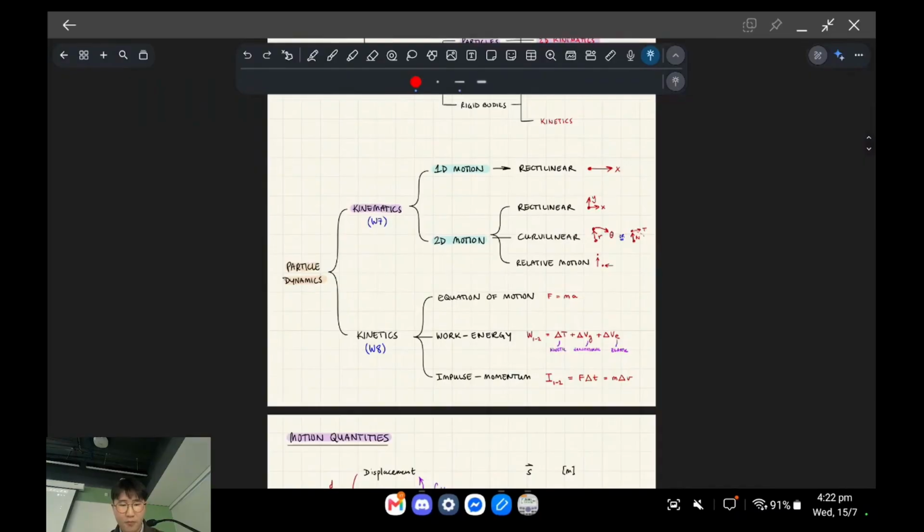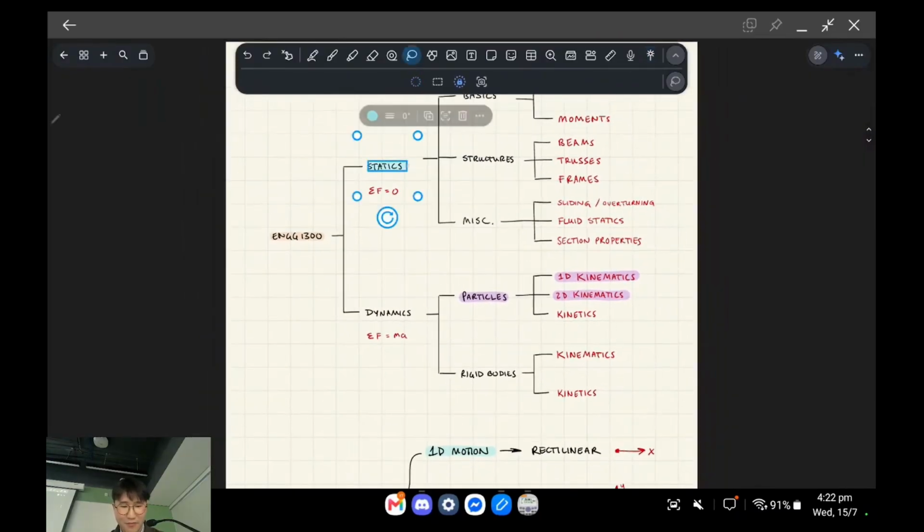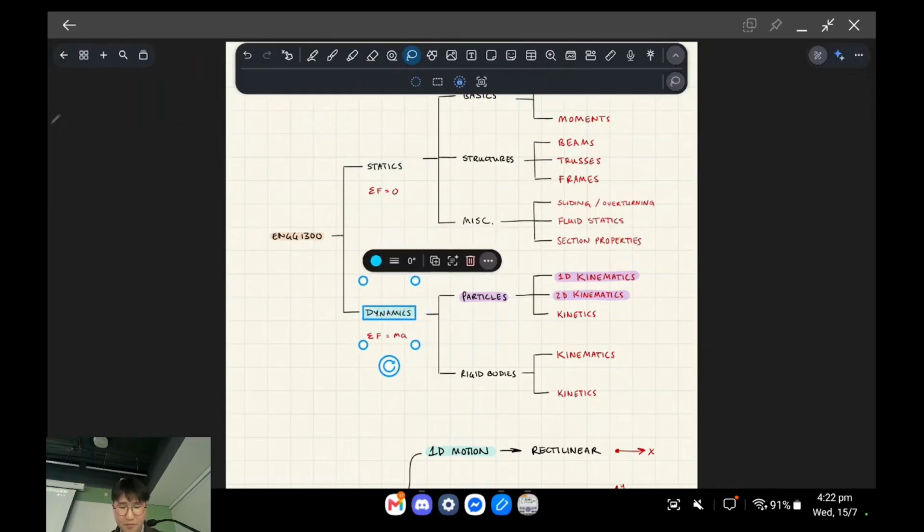Essentially, where we are at the moment is we've moved over to the dynamics part of the course. We're going to start with talking about particles before moving on to rigid bodies. As I mentioned before, particles are zero-dimensional, whereas rigid bodies you're going to start to treat as one-dimensional or two-dimensional objects. Three-dimensional objects won't be in this course.